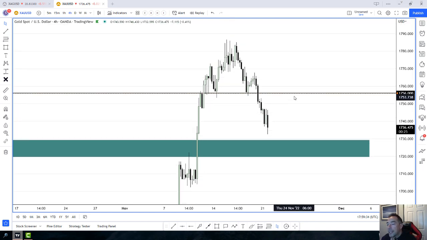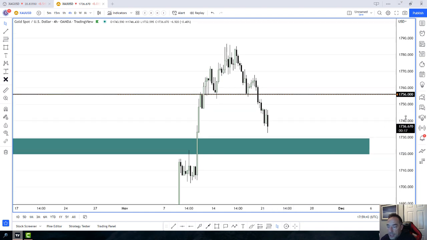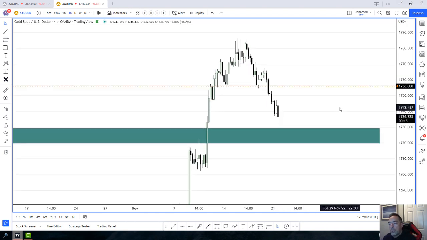So if we come back into 1756, with gold it could just be a very, very quick spike up into the market and then reject. So because I'm looking for that short-term selling coming in on the dollar to 107, we might see gold push up and test 1756. So options are to set an alert and look for a rejection.